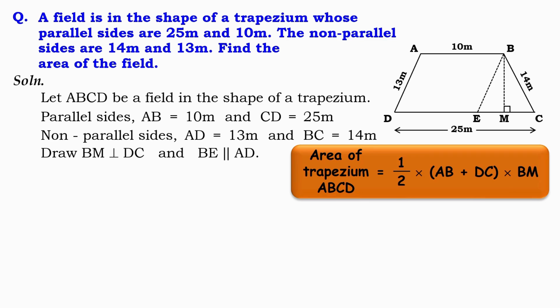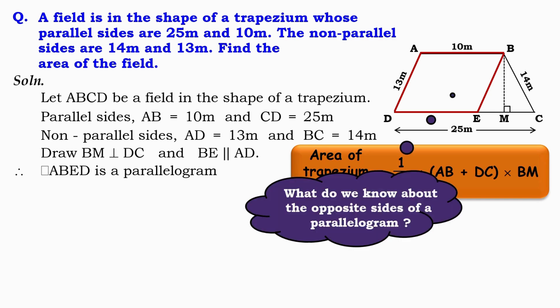So now BE is parallel to AD over here. Now ABED is a parallelogram, because AD is parallel to BE and you already know AB is parallel to DE. So it becomes a parallelogram.